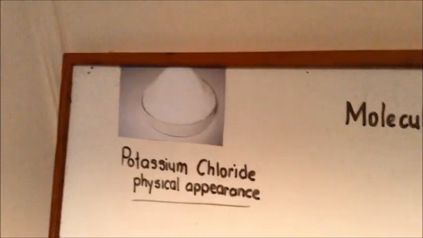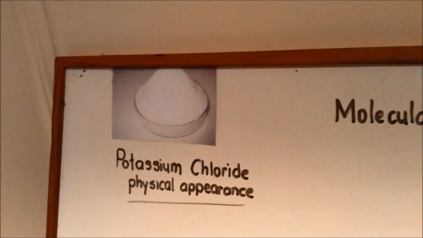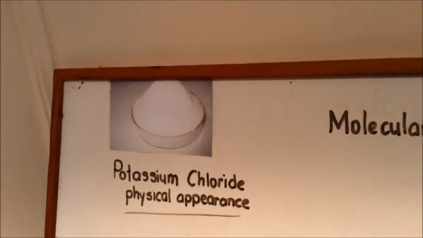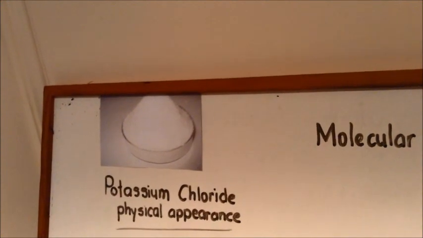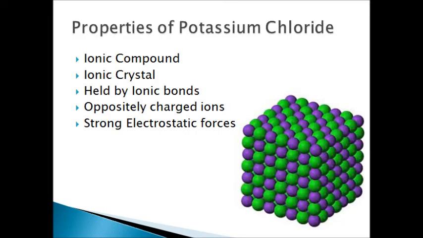As you can see over here, it is a crystalline solid structure, making it white in appearance. Even though it's a solid, it is still soluble in water, which means it can be dissolved. As mentioned earlier, it is an ionic compound and an ionic crystal. This typically means that it is a compound which is held together by ionic bonds, bonds from oppositely charged ions. Since it is a crystalline solid, the atoms are held together by strong electrostatic forces, making it very stable and hard to break as the atoms are close together.